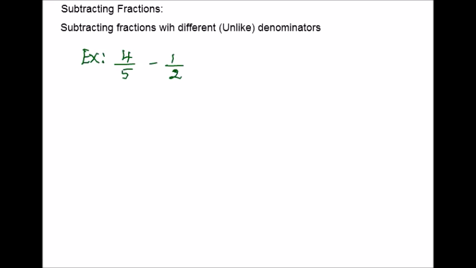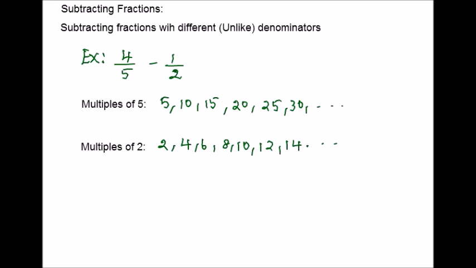Here we are going to solve this example by the least common multiple method first, and then I'll show you how to solve this using the cross multiplication method. Okay, now let me list out the multiples of 5 first and then I'll list out the multiples of 2. Please look at the board. So in multiples of 5 and 2, the least common multiple is 10. Am I right?